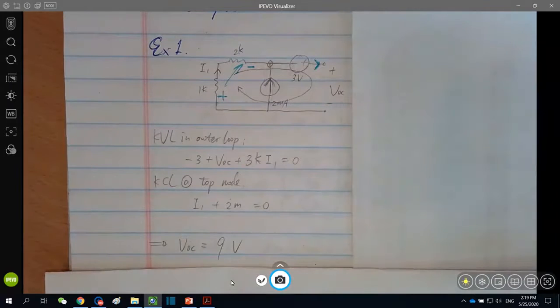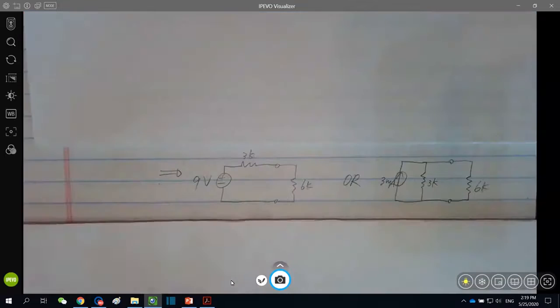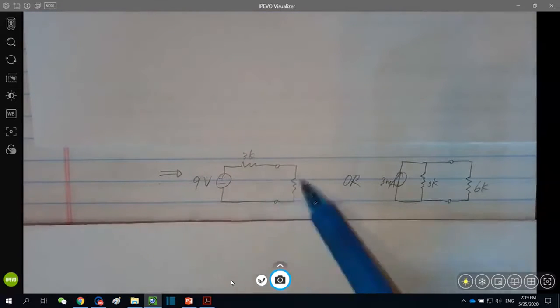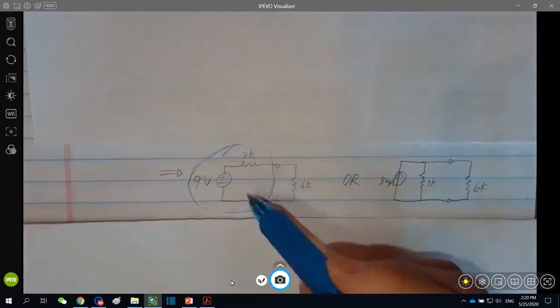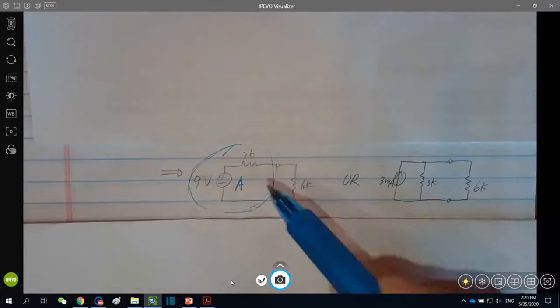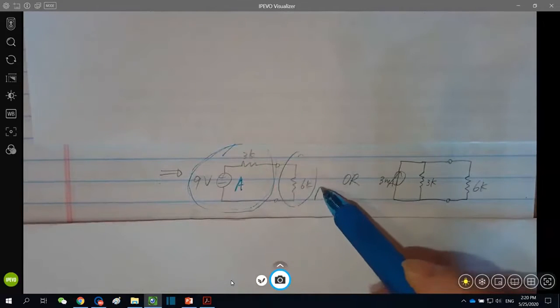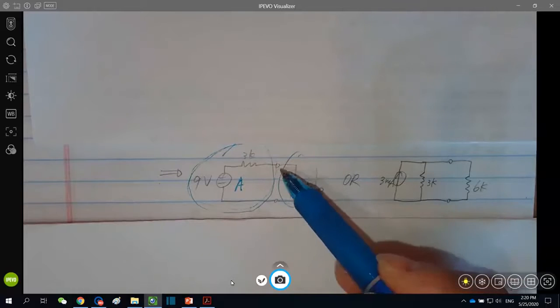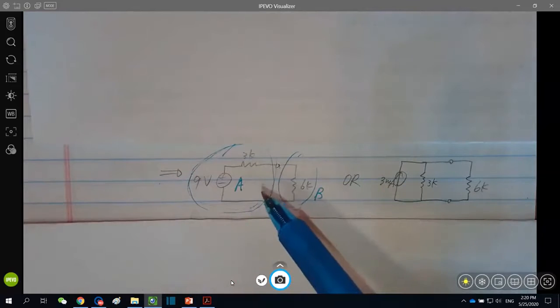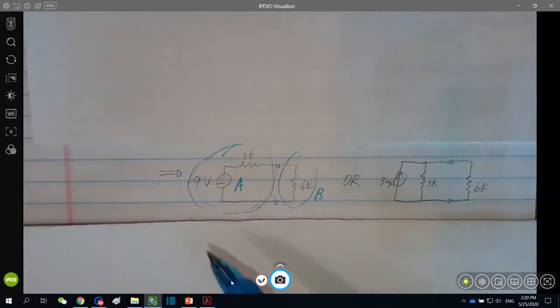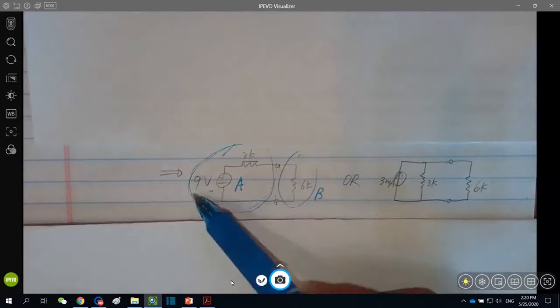And after having VOC, which is nothing but our Vth, we can find the final Thevenin equivalent circuit, including the 6 kilo ohm. So here is the Thevenin equivalent circuit. Be very careful. This part is the so-called circuit A. This is circuit B, which we didn't touch at all, and the 2 terminals in between. For circuit A, we replace everything by a series connection between Vth and Rth. 9 volts, 3 kilo.